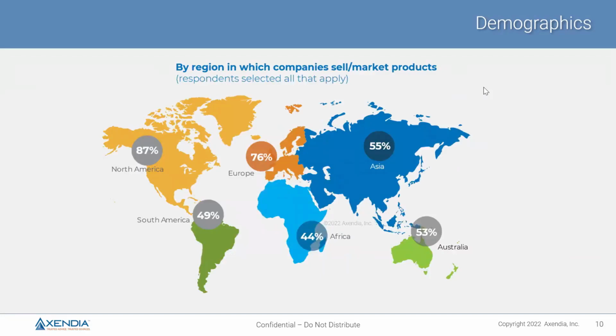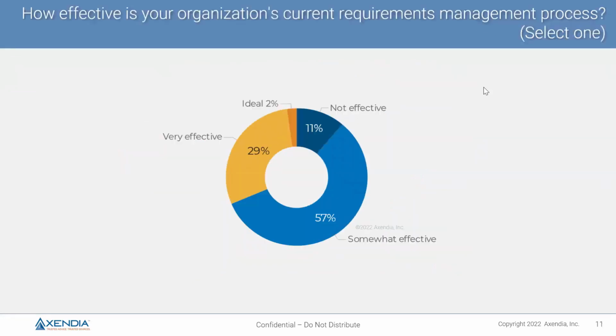From a geographic standpoint, we had a really good representation. Overall, the majority of survey respondents do work for companies that sell and market products in North America, so Canada, the United States, and Mexico, followed by Europe and all the EU member states, and then of course Asia, South America, Africa, and Australia. So again, a really great representation of the medical device industry.